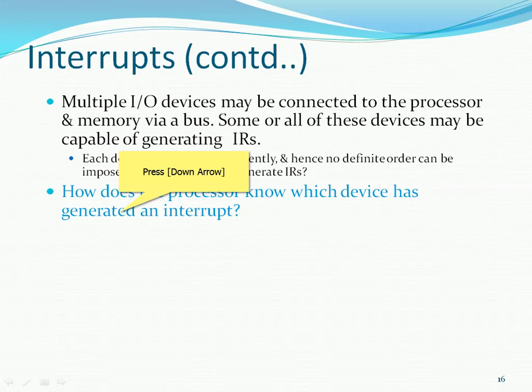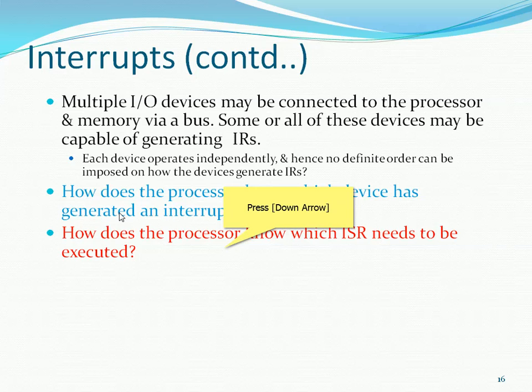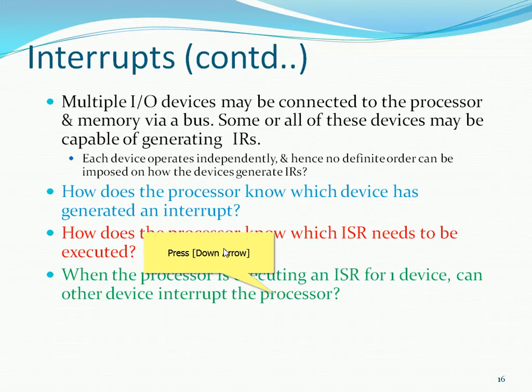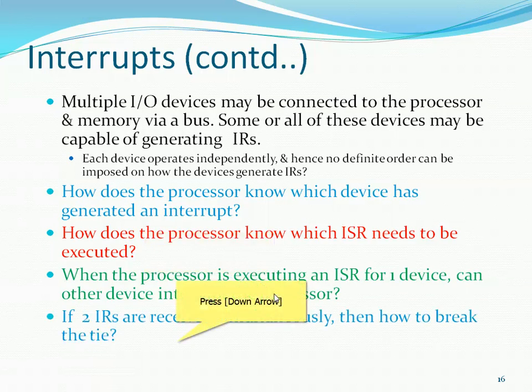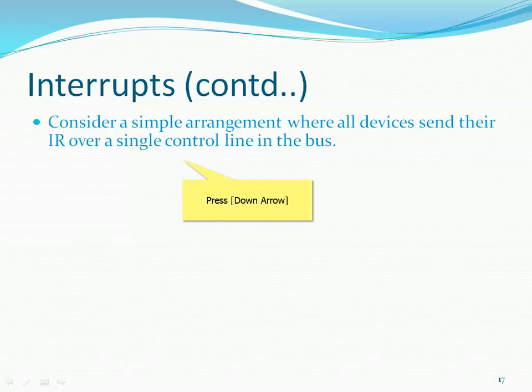How does the processor know which device has generated the interrupt? These are some very important aspects. How does the processor know which ISR needs to be executed? If one processor is executing the ISR for one device, can another device interrupt the processor? If two devices have interrupt requests received simultaneously, how do we break the tie? There could be a deadlock, or the devices keep waiting for service, simply wasting their time.